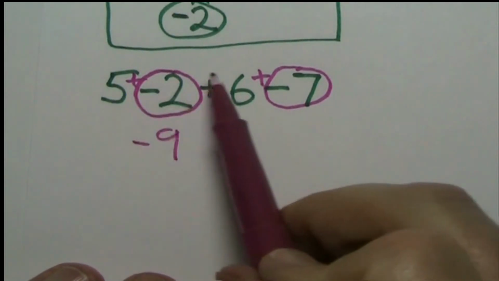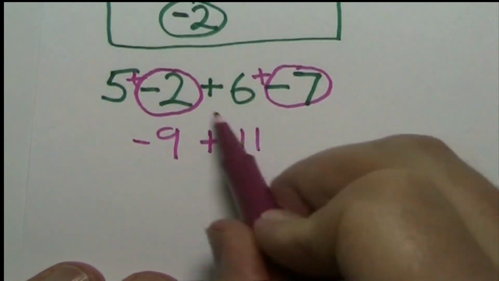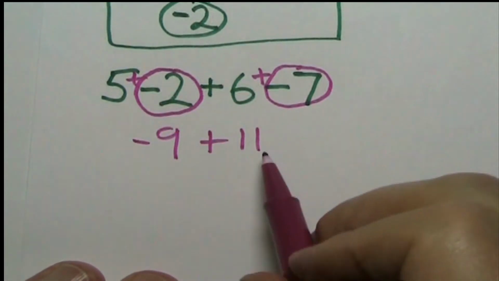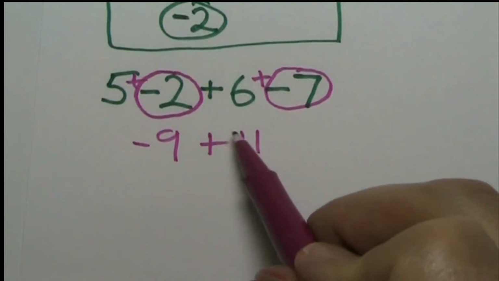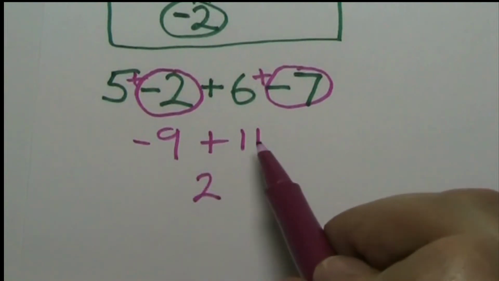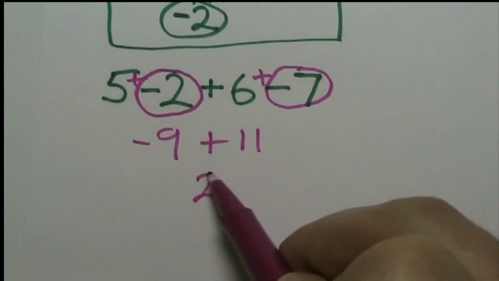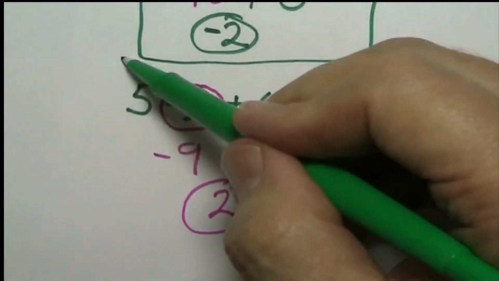Then I have positive 5 and positive 6. 5 and 6 is 11. Remember, if they're the same sign, you add them. Now we have different signs, so now we subtract. 11 take away 9 is 2, and there's more positive. The answer is 2. So I'll box that in.